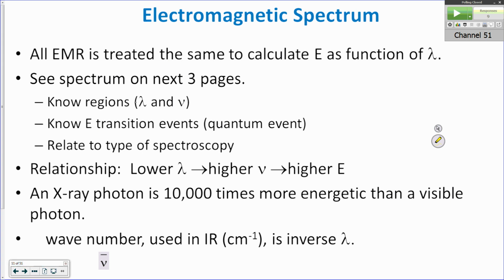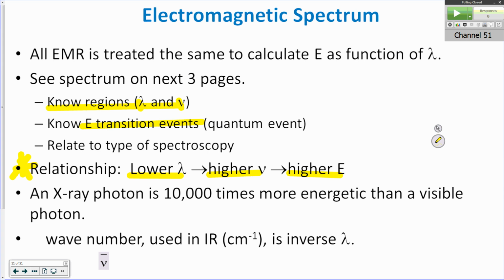You need to know the regions of the spectra in terms of wavelength or frequency. You need to know what quantum events are associated with those regions and what types of spectroscopies we do. For the up-down questions that y'all love so much, the general relationship is that the lower the wavelength, the higher the frequency. The higher the frequency, the higher the energy. Somewhere you're going to have an up-down arrow. Relationship questions are answered by remembering that.